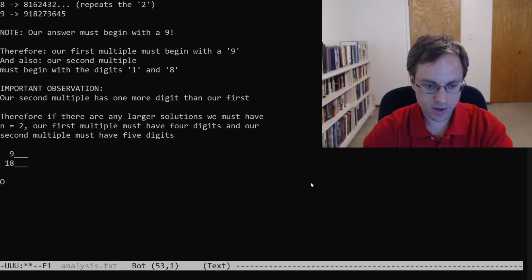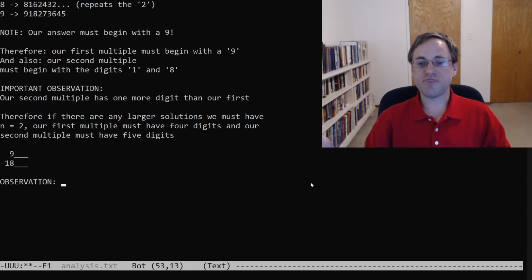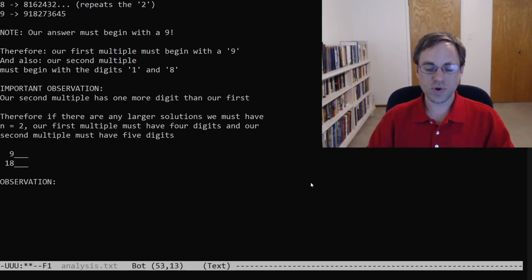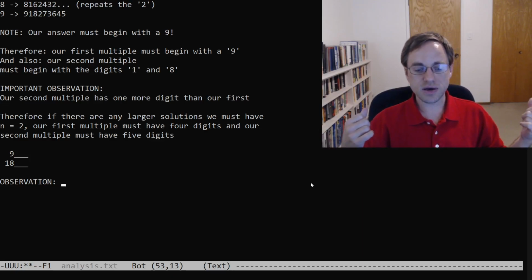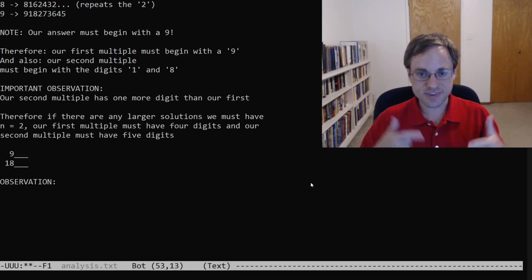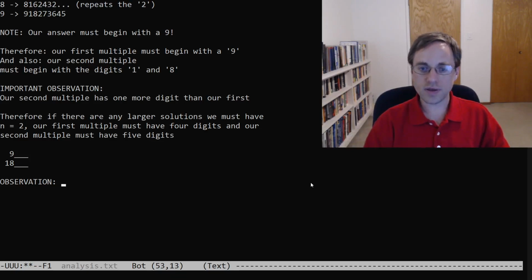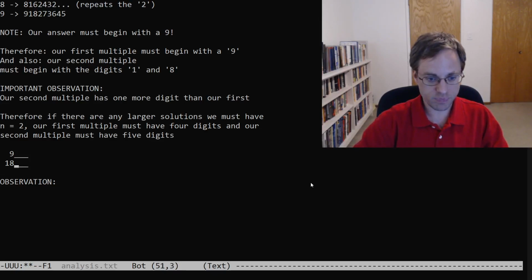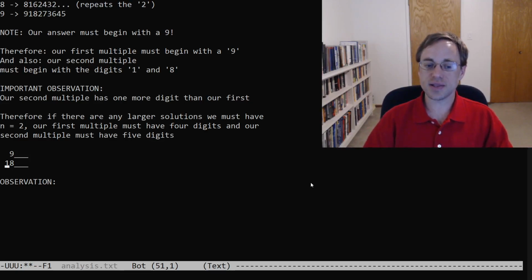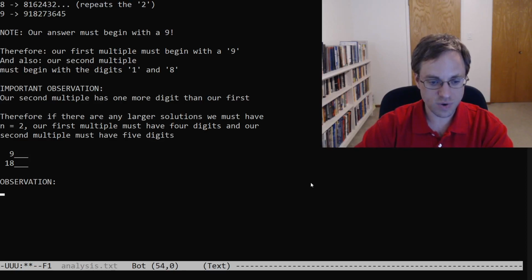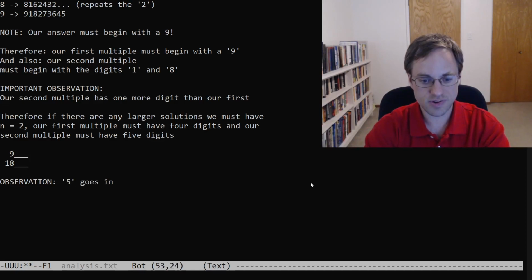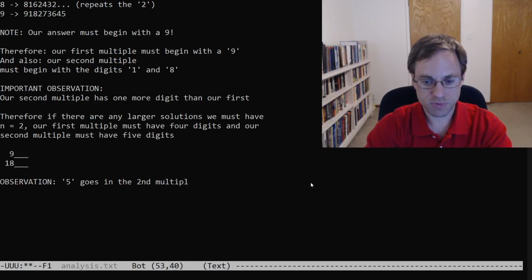Observation. We'll start with 5. 5 cannot go in the first multiple because the corresponding position in the second multiple would either be a 1 or a 0. Now we've already used 1. We can see in our skeleton solution here, we've already used 1, and 0 is not allowed. And so 5 must go in the second multiple.